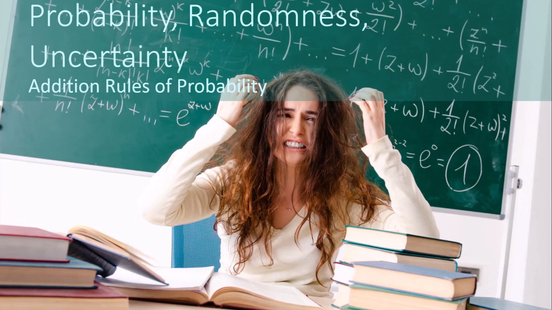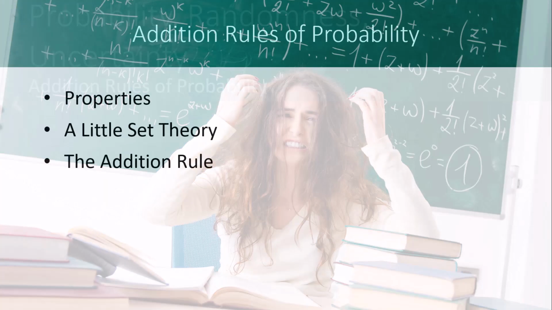Hi everybody. In this video we are going to start section 2 of chapter 4 and we are going to go over the addition rules of probability. But before we do that, we're going to talk a little bit about the properties of a probability measure and discuss a little set theory. And that's what this video will focus on. And then in a subsequent video, we will talk about the addition rule.